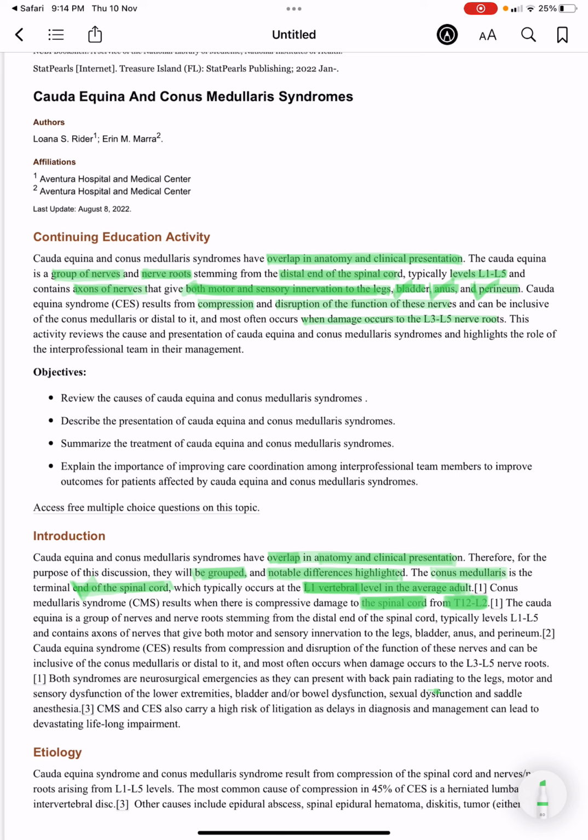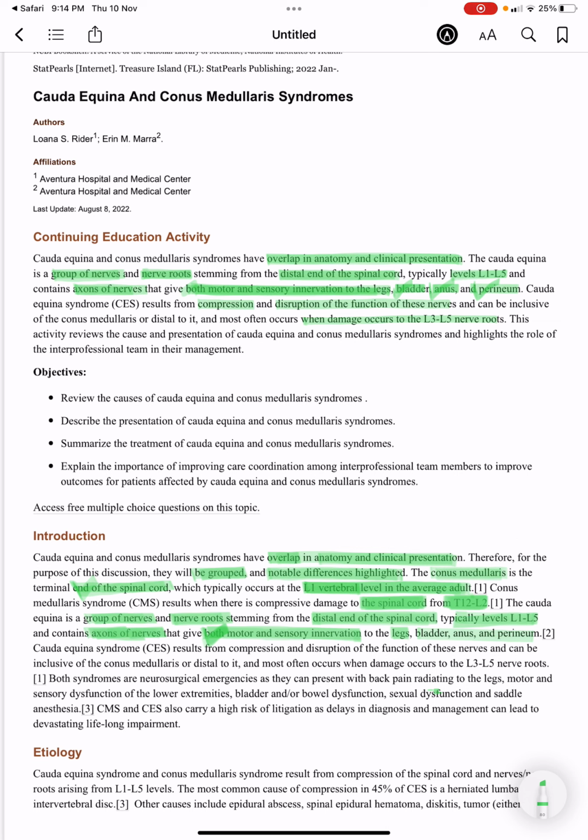Cauda equina means it is a group of nerves and nerve roots. From where are they stemming? From the distal end of the spinal cord, typically levels L1 to L5, and this contains axons of nerves. So they give both motor and sensory innervation to the legs, bladder, anus, and perineum.